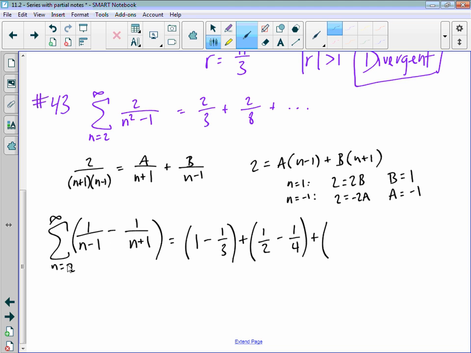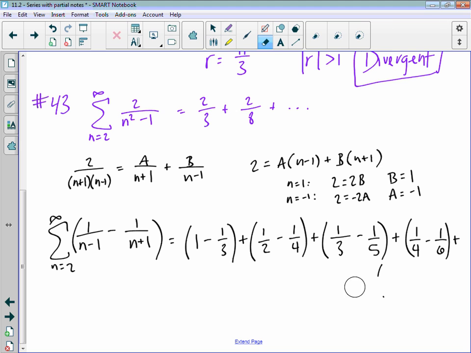So we got 2, 3, plug in 4, and I got 1 over 3 minus 1 over, I'm plugging in 4, so 5. I'll plug in 5, and I've got 1 over 4 minus 1 over 6. And then that's going to keep happening. My last term, maybe I'll do my last 2 terms here. That way I make sure I don't mess this up. So I'm going to go with the very last term.